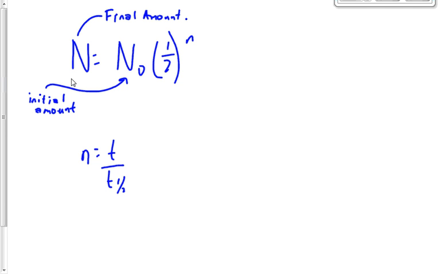What units are we going to use for the initial and the final amount? Here's the great thing about this: it doesn't matter as long as we're consistent. Maybe it's grams. Maybe it's kilograms. Maybe it's the percent of a radioactive material that we have. Maybe it's an activity rate. We call it Becquerel, Bq, the amount of decays per second. It doesn't matter what it is, as long as it indicates an amount, and as long as N0 and N agree with each other in terms of the units.